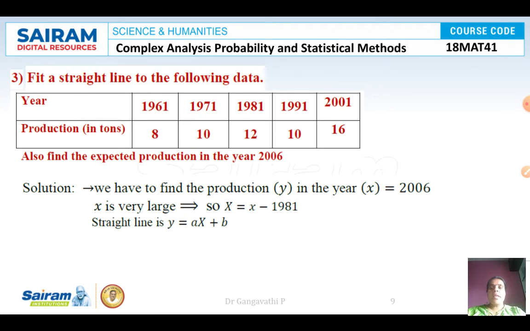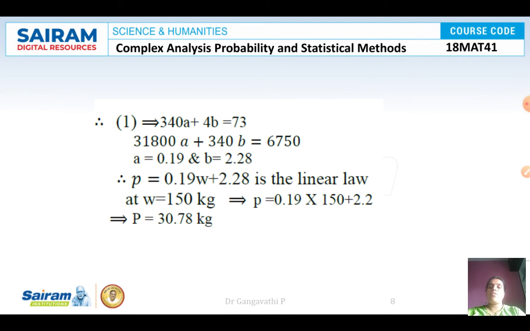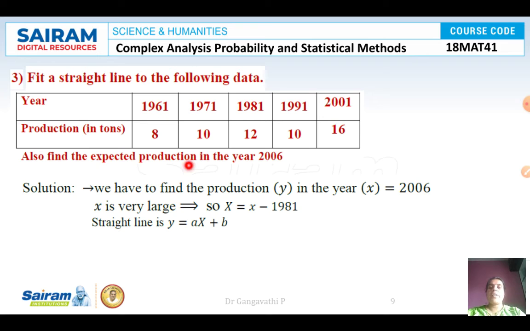Let us see another example. Fit a straight line to the following data. The data given is in the form of year and the production. In this year, this much is the production in tons. In 1971, 10 tons of production has happened. In 1981, 12 tons of production has happened. In 1991, 10 tons of production has happened. And in 2001, 16 tons of production has happened. And also find the expected production in the year 2006.